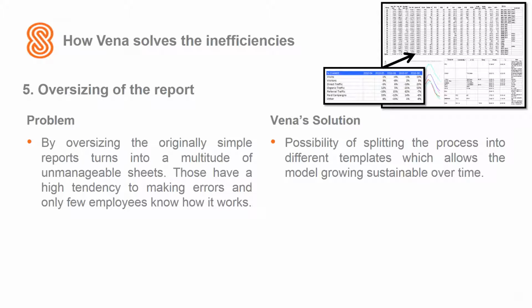The fifth and last inefficiency is the oversize of the report. As we have already seen from our experience, as time passes by, the initially simple reports turn into multiple unmanageable sheets referring one to another. This is translated into errors, and moreover, only some of the workers at the company fully understand those sheets. Vena allows you to split the planning by providing a structured workflow, which includes documents with instructions and makes the expansion of the model easy, and in this way creates sustainability over time.